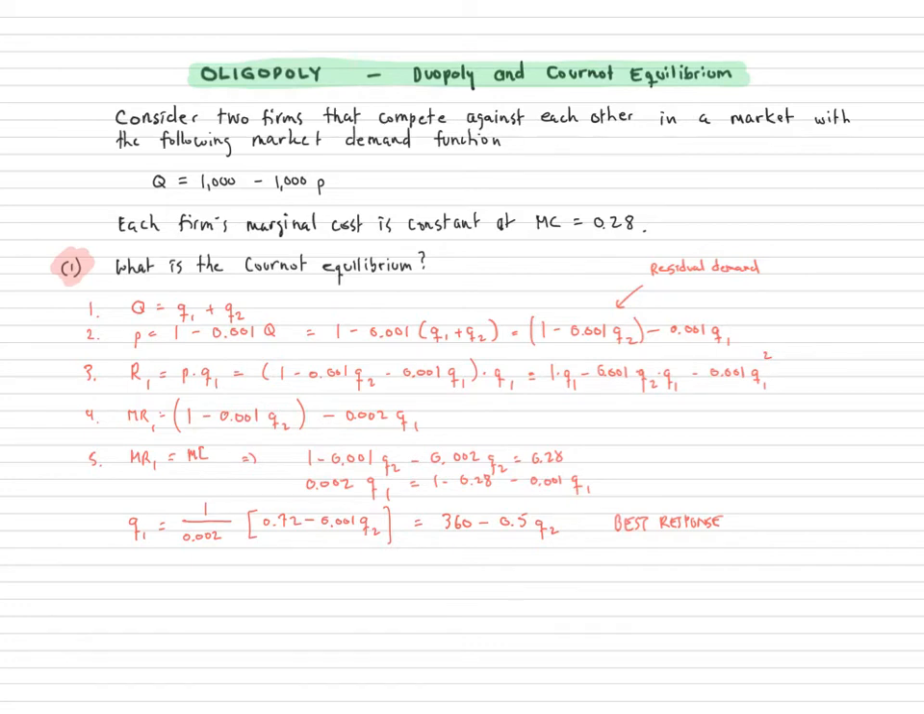By symmetry, as I mentioned earlier, firm 2's best response function will be exactly the same, except that the Q's are reversed from each other. And the next step is to solve these two equations simultaneously. So I'm going to go to the next page to do that.